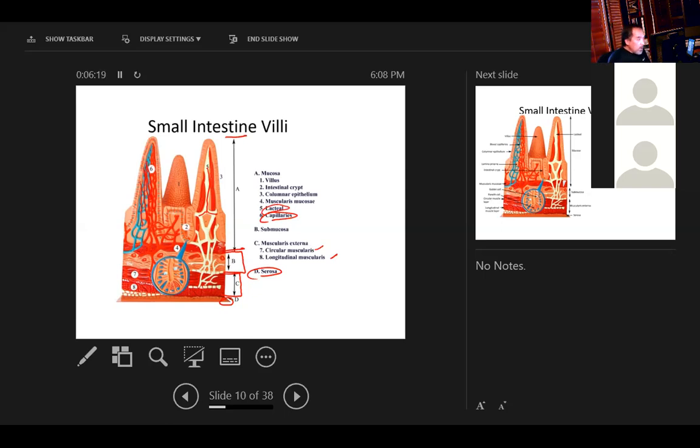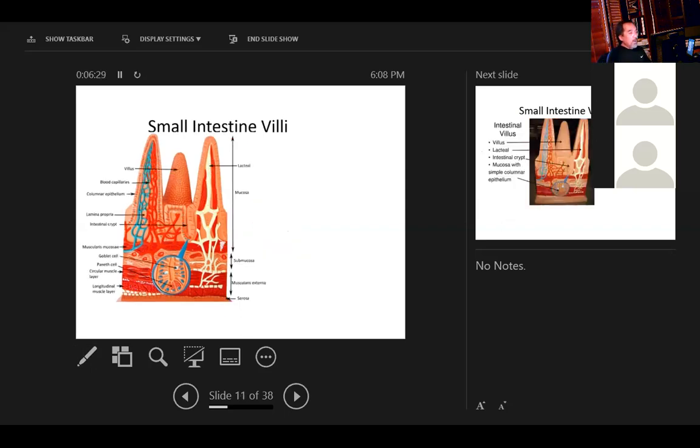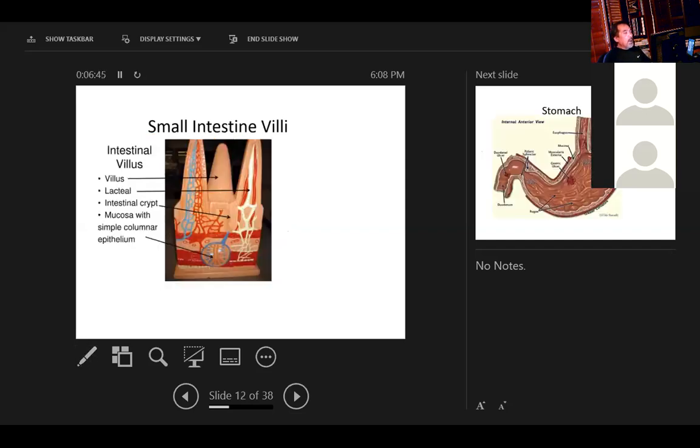Okay? And then what are crypts? These are crypts, the pits that you see here. These are your crypts or intestinal crypts. Okay? Same thing with all the labeling. Okay? So again, longitudinal muscles are more superficial compared to the circular muscles. They're deeper. Okay, again, intestinal crypts. Okay, it shows the lacteals and the capillaries. Okay, capillaries are here. And then these are your villi.